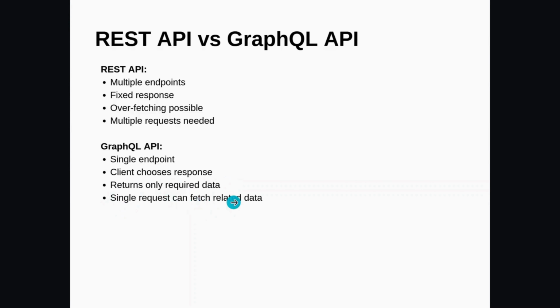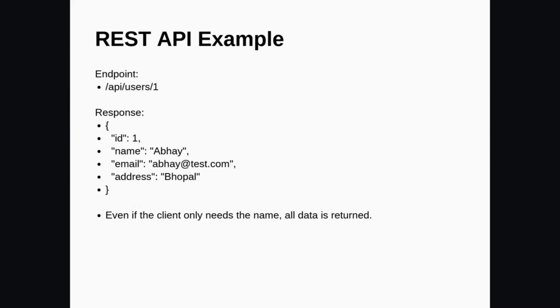A single request can fetch related data, whereas with REST multiple requests are needed. Suppose the UI wants user data as well as order data. They have to make multiple calls: one call for the user and one call for the order. But in a GraphQL API, in a single call they can get the data for the user as well as for the orders. We will see how we can get that data.